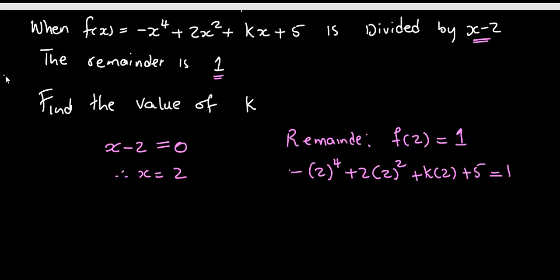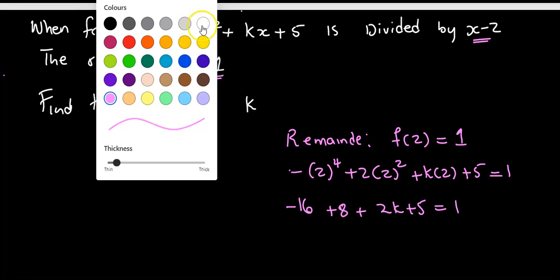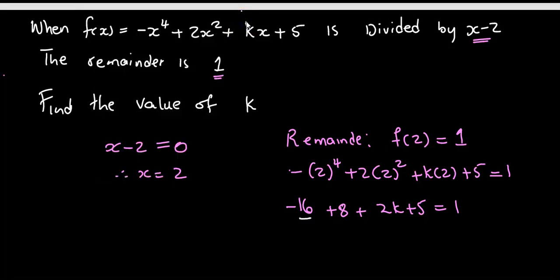So if we solve, we have minus 16 plus 8 plus 2k plus 5, which is equated to 1. Let's group the like terms. So before we group the like terms, let's check here. We have negative 16 and positive 8, which will give us minus 8. Then from that minus 8, we need to add 5. This will give us, let's say, minus 8 plus 5 is minus 3. So on this side, we have 2k minus 3 is equal to 1.